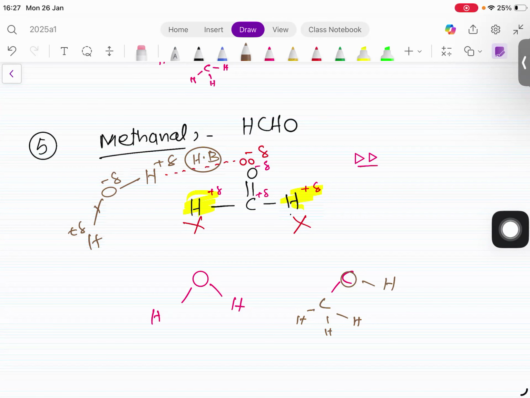We'll see how the properties are affected by these intermolecular forces in the next class, right? And we'll follow a couple more examples of hydrogen bonds in the next class, right? And we'll wind up this chapter in the next class with all the related questions.